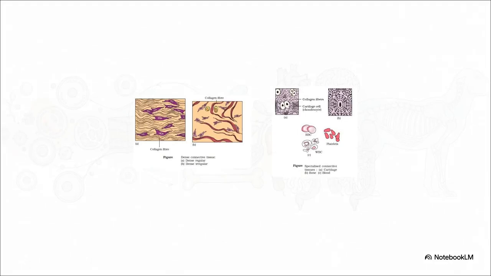And just look at that diversity. It's wild. On the left, you're seeing dense connective tissue. It's packed with these super tough rope-like fibers that make up our tendons and ligaments. Then on the right, you've got cartilage, that firm but flexible solid stuff that's in your nose and your joints. It's all in the same family of tissue, but they have completely different structures and completely different jobs.